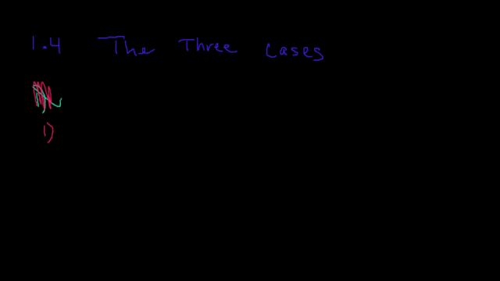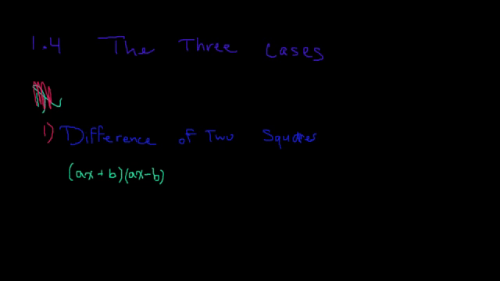First one we're going to do is called difference of two squares. Anyways, when you multiply a constant A times X plus a constant B times AX minus B, I taught FOIL in factoring 1, so let's FOIL this equation.